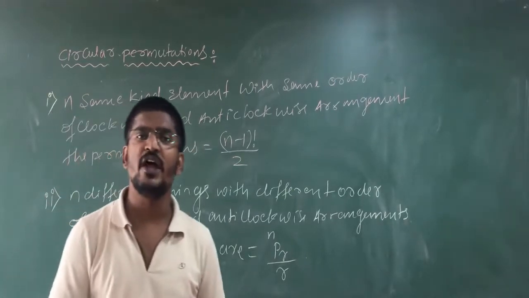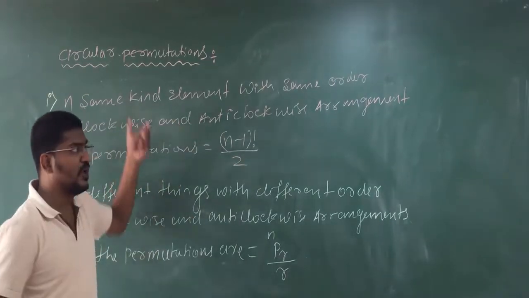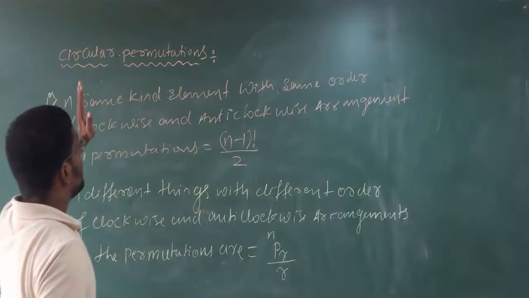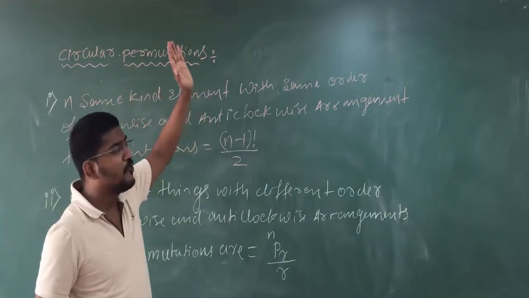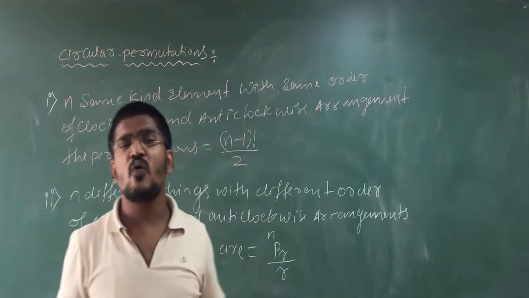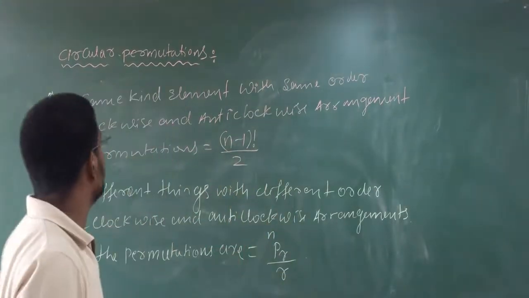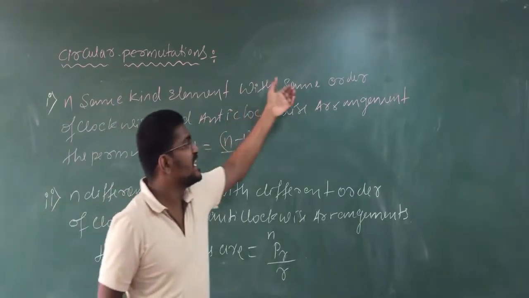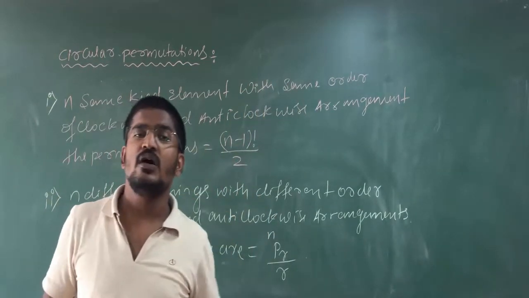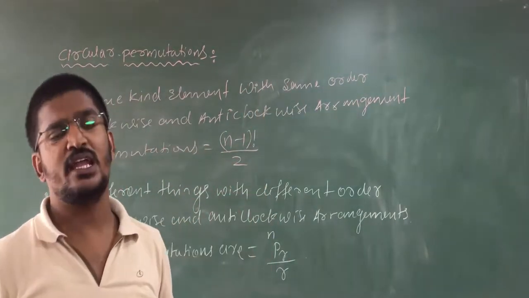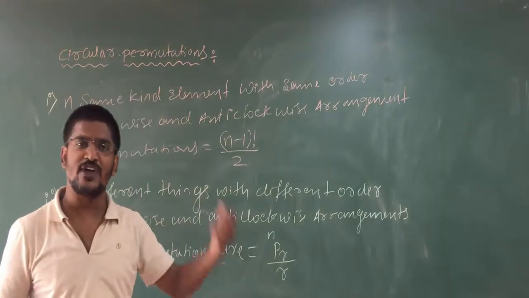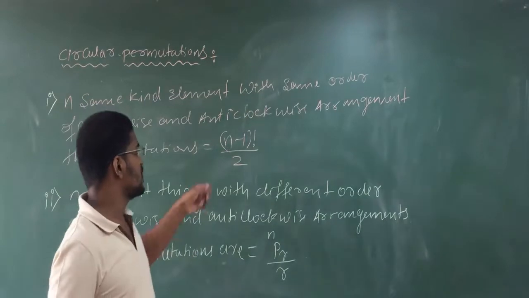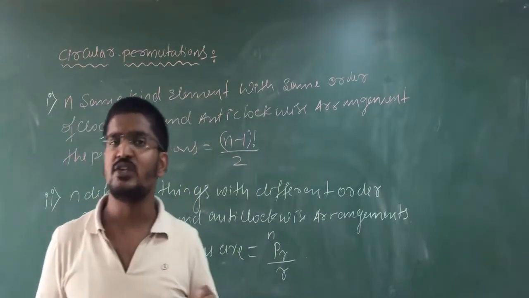Have you got my point? See the difference between the two statements. That is very, very important. Here, n number of same kind of objects where clockwise and anti-clockwise order is not distinct. That means the order is same. The n number of same kind of elements, the order is also same. Therefore, your permutations are going to be (n minus 1) factorial by 2.